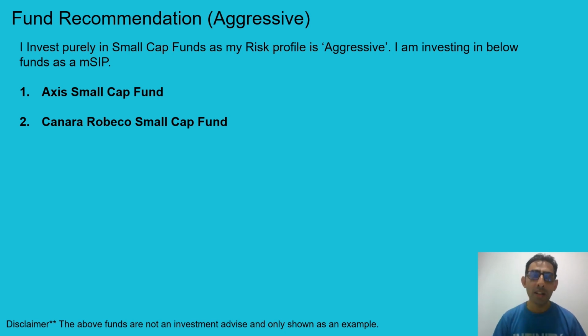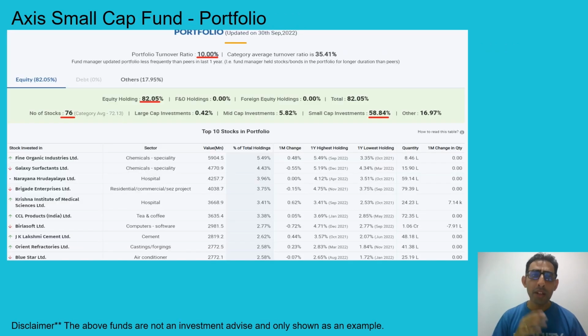Now, quickly, let's jump onto the Axis and Canara Robeco Small Cap Fund. Axis Small Cap Fund, I like this fund because of the portfolio turnover ratio. The churning is very less. Typically, the category average churn is 35%, which means the fund manager keeps on changing the portfolio by buying and selling.